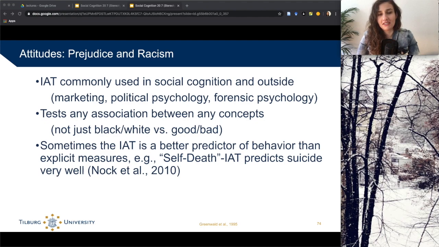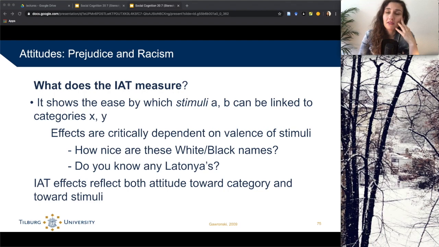Sometimes even the IAT is a better predictor of behavior than an explicit measure is. For instance, the self-death IAT predicts suicide quite well, but it's not entirely clear what exactly the IAT measures. What it does show us is the ease with which stimuli A and B can be linked to the categories X and Y, right? So how can the stimuli Shanice and Mark be linked to the categories good and bad?